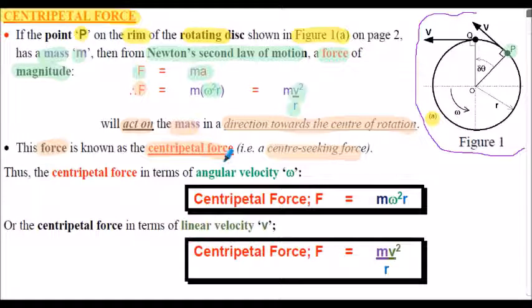So clarifying the above, we have two formulae related to centripetal force. The first one stated here is in terms of angular velocity, so centripetal force is m omega squared r. And the second formula for calculating centripetal force in terms of linear velocity v, the force is equal to m v squared divided by r. So two formulae for calculating centripetal force.